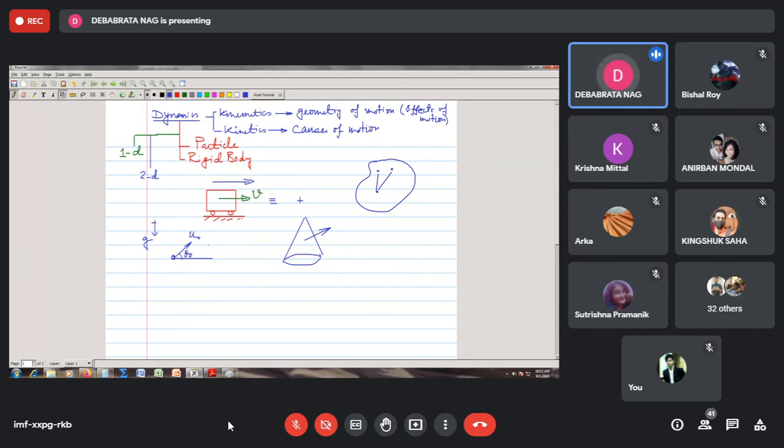So in this case, in order to study the motion of this body, we not only require, say for example, the horizontal direction. Let's say this horizontal direction, we call it the x-axis. We also require the vertical direction, that is termed as the y-axis. So in this case, the motion is taking place along two directions, and therefore this motion can be called a two-dimensional motion. Obviously, 2D motion will be a little bit more complicated than the one-dimensional motion.